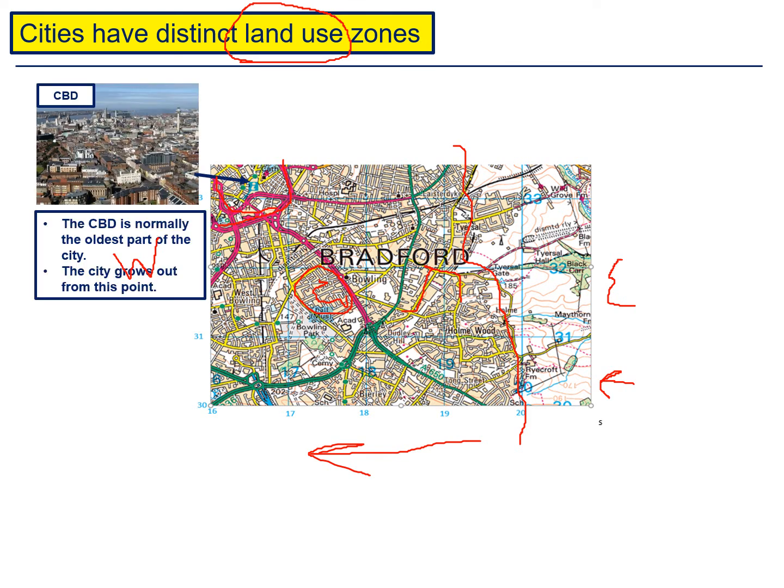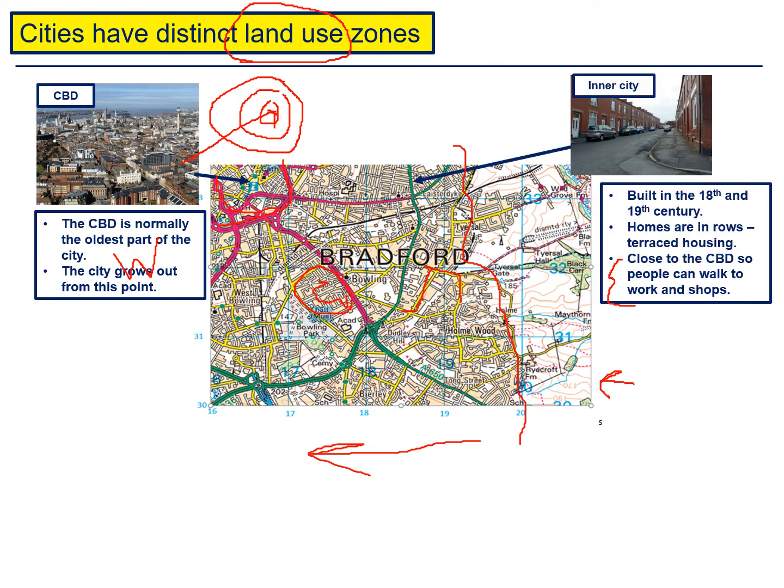So if we go back to that term that we looked at the beginning, the CBD, you can see where that is there. It is normally the oldest part of the city, and the city grows out from this point, a bit like an onion, where it has many rings. That's what the city was like. So the CBD would be right in the middle, and the city would have expanded from there.